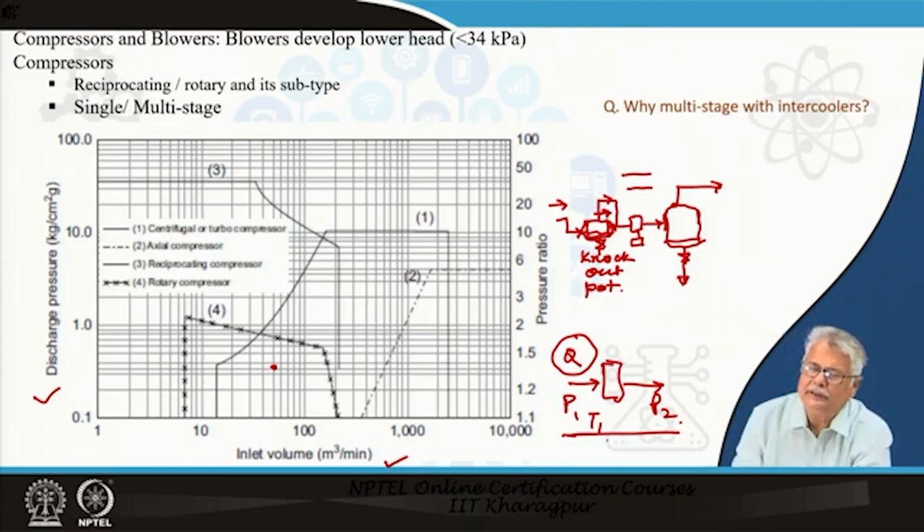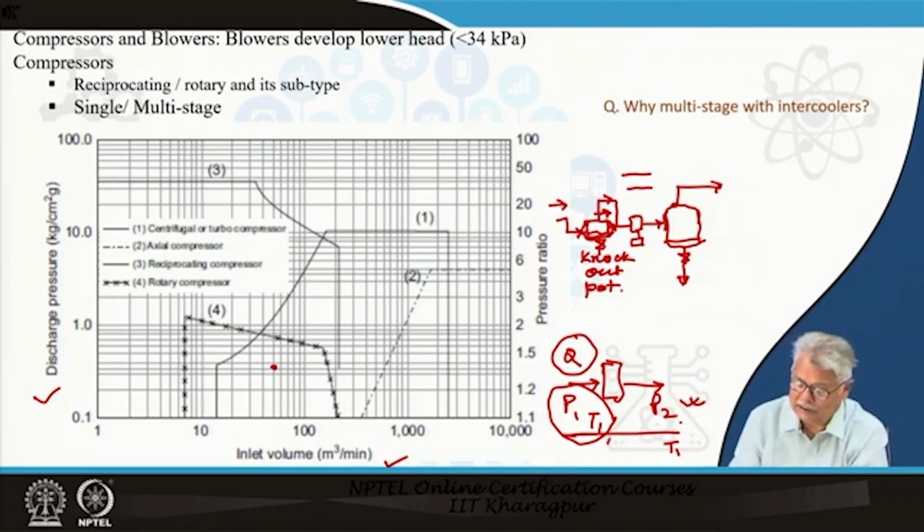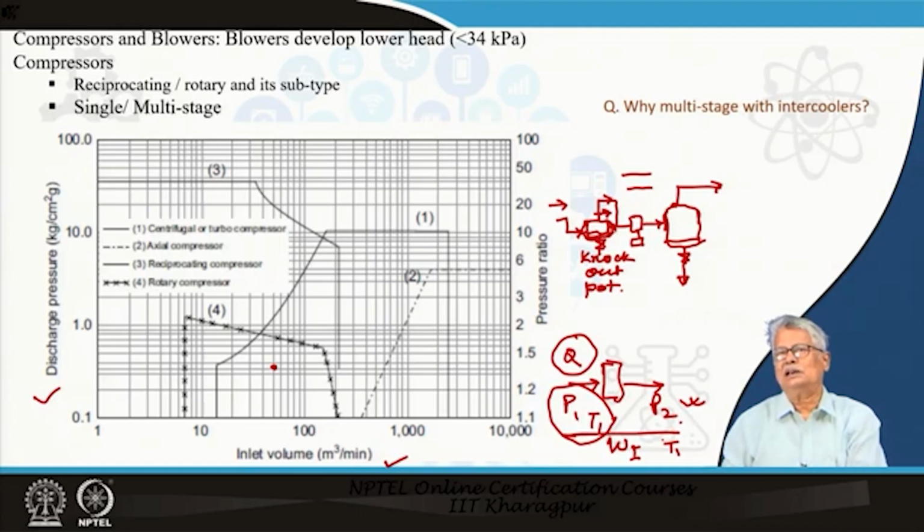Now, what is there in it? If I have a path of compression which is isothermal, if I take the volume Q from P1 and T1 and increase the pressure to P2 keeping the same temperature T1, I have a work done which is isothermal work. Now, isothermal work is one option that we can have. What is the other option?